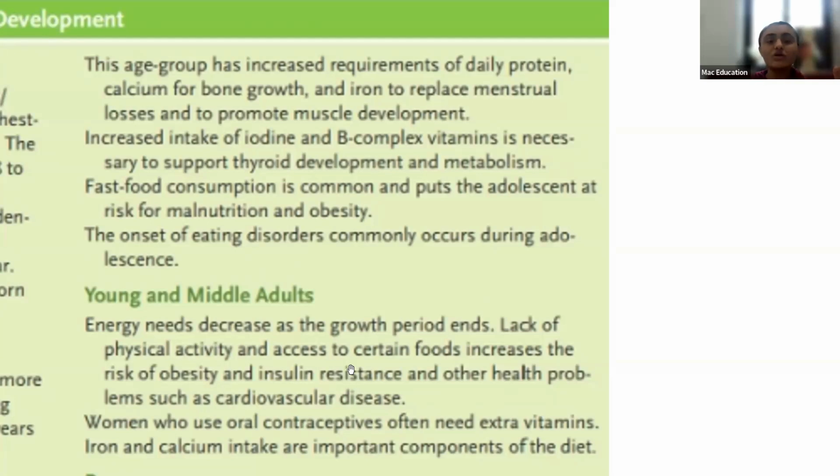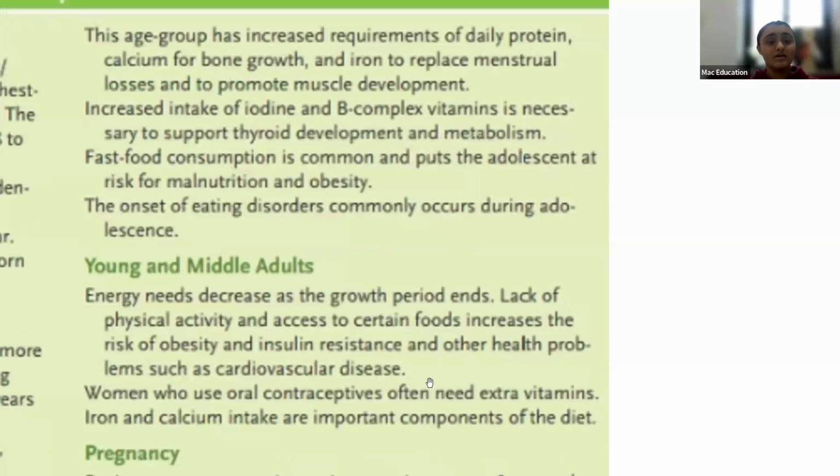The onset of eating disorders commonly occurs during adolescence. In school age their eating habits were bad, but when will eating disorders start? During adolescence, because of body shaming in this age group. In school age body shaming does not affect them that much, but whenever they reach the adolescent age group the body shaming will affect them more, and due to that the eating disorders will start in the adolescent period. So this is also common in the adolescent age group, so you have to monitor for all this.